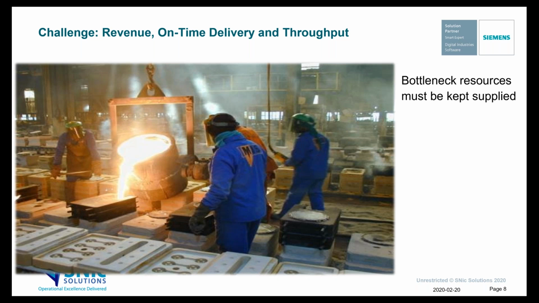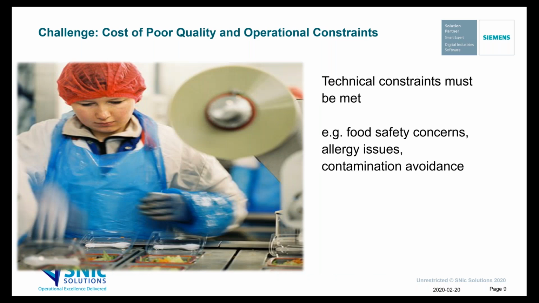And on-time delivery and throughput both have a huge dependency on how you plan and schedule all your resources in your plant. It's not only the equipment, it's your people, it's the other constraints, it's materials, everything basically plays a role when we are looking at resources on the shop floor. Then comes cost of poor quality, and the cost of poor quality is directly linked to operational constraints.